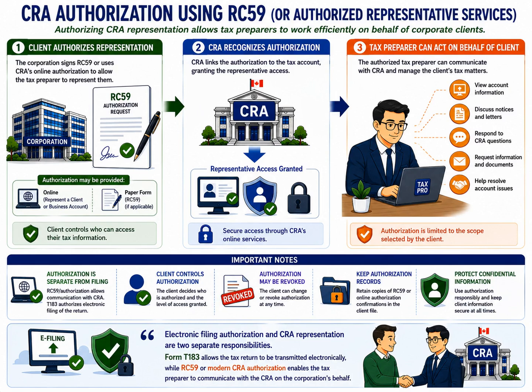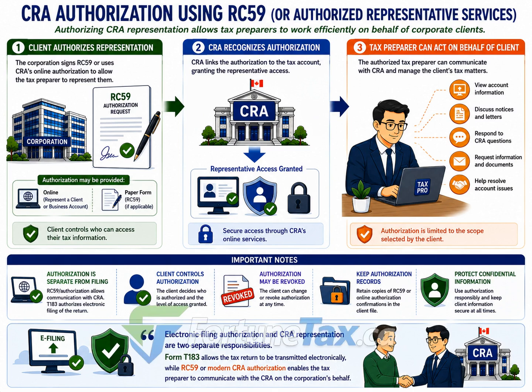Authorizing a tax preparer to communicate with the Canada Revenue Agency is a separate process from authorizing the electronic filing of a T2 corporate tax return. While Form T183 allows the return to be submitted electronically, CRA representation authorization allows an accountant or tax professional to access the corporation's tax information and interact with the CRA on the client's behalf. Understanding this distinction is essential for every corporate tax preparer.